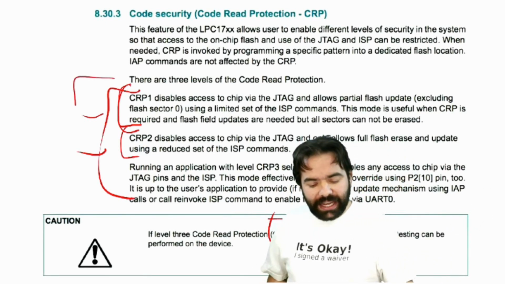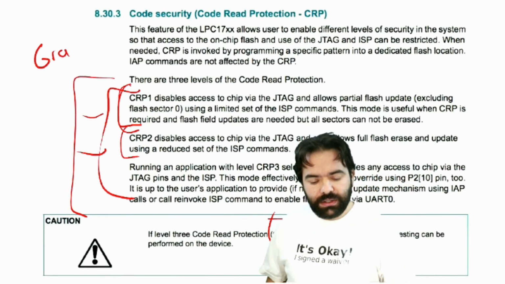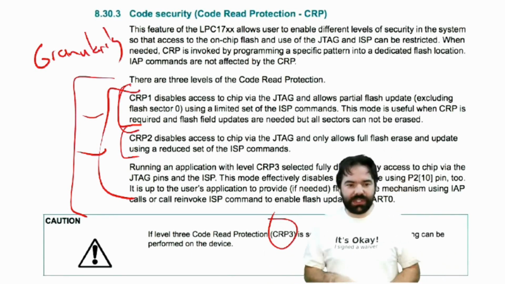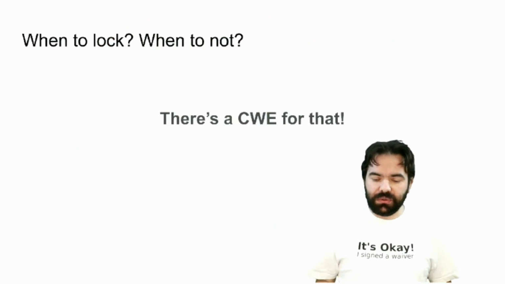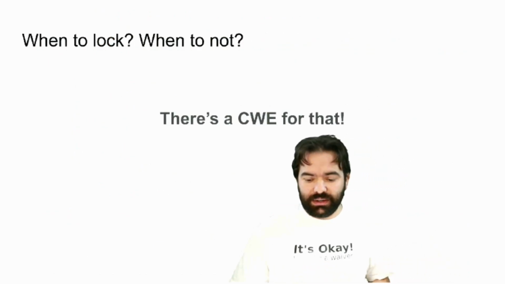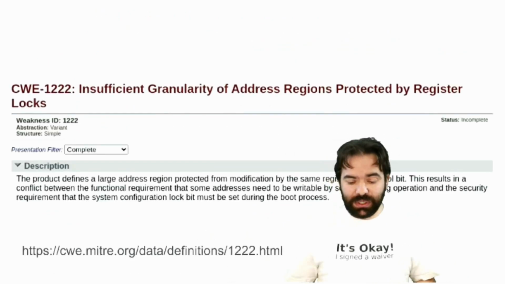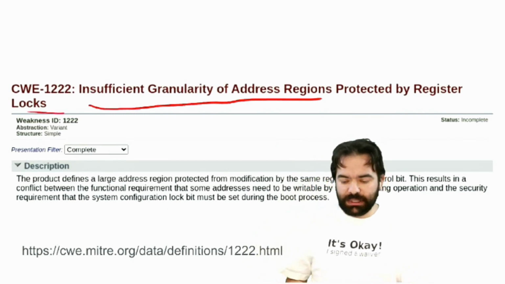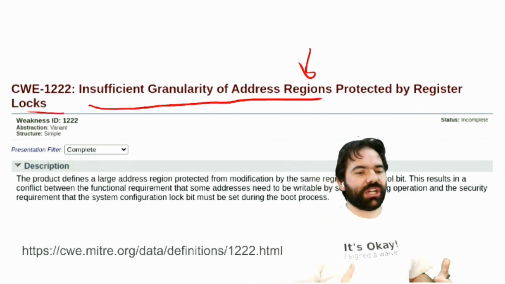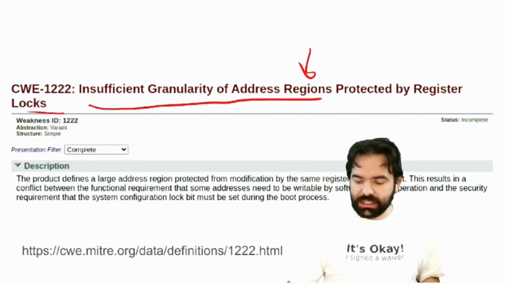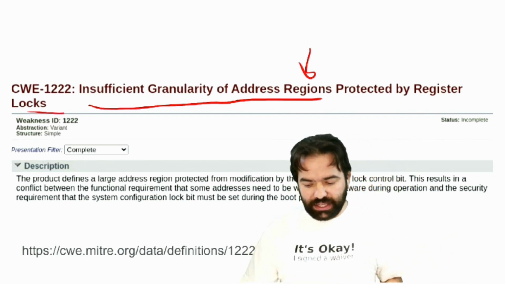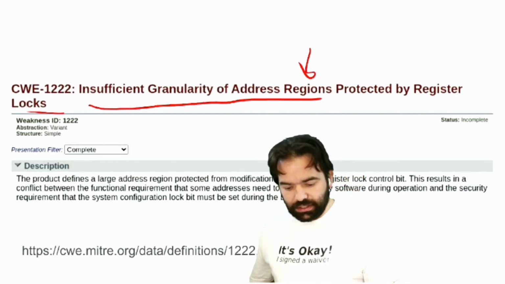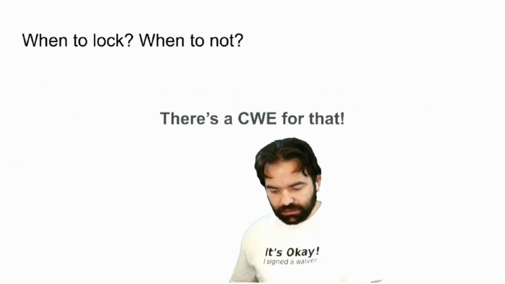So what we've got here is granularity. You don't want to have just one lock bit that locks your whole system. You want lock bits that are relevant to exactly what you want to lock down. So what do we have? We have a CWE: insufficient granularity of address regions protected by register locks. Okay, so specifically address regions in this one, but in general, lock bits, right? If you want to lock down a range of values, next slide.